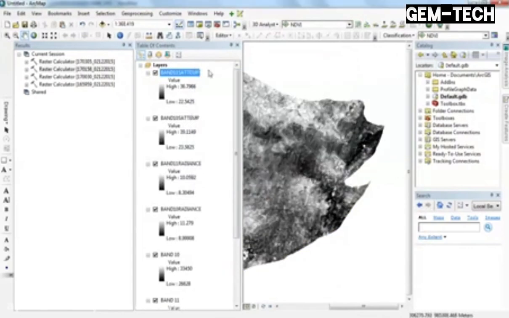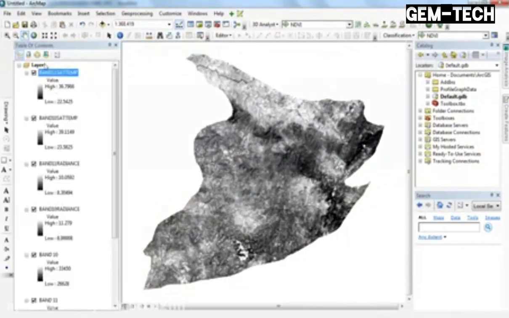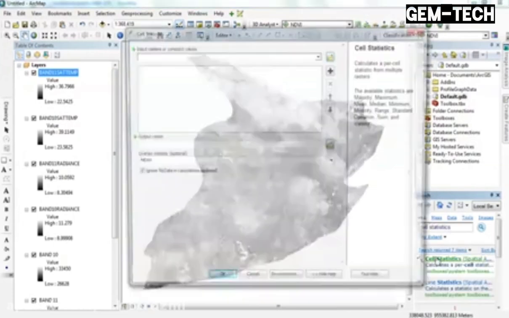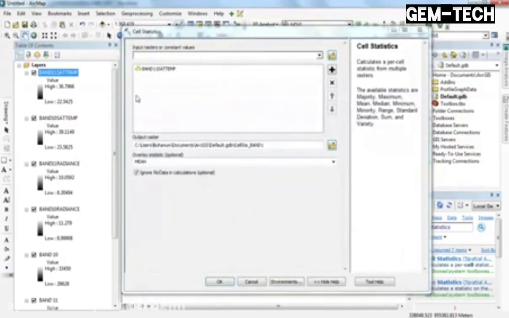And here I now have the two at-satellite brightness temperatures for both band 10 and band 11. Some people just work with them differently. What I like to do is combine both of them and average it. So I use the average of the two bands, and what I use for that is the cell statistics tool. If you just search for it, it comes up, and I'm just going to drag in both of my satellite temperatures for band 10 and 11.